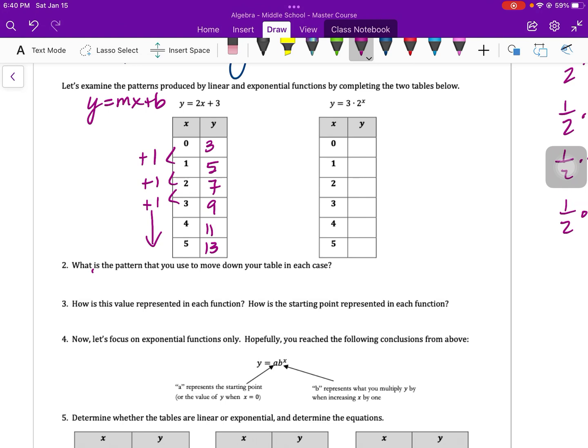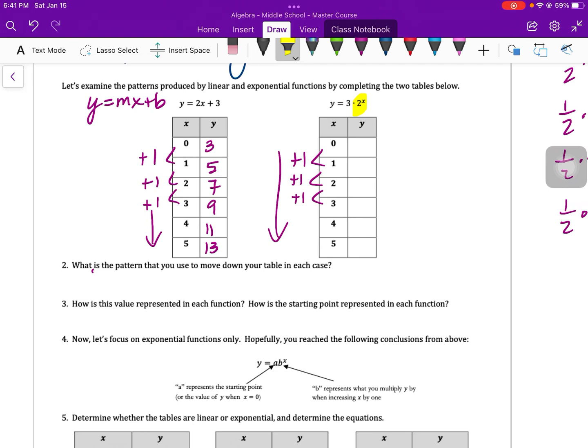Let's take a look at our second table. Again, our x values are just increasing by 1 as we move down the table. Okay, so same pattern there. We're going to plug these into the function. And remember, we talked about yesterday that you have to start with the exponential part of this function because order of operations says you do exponents before you multiply.